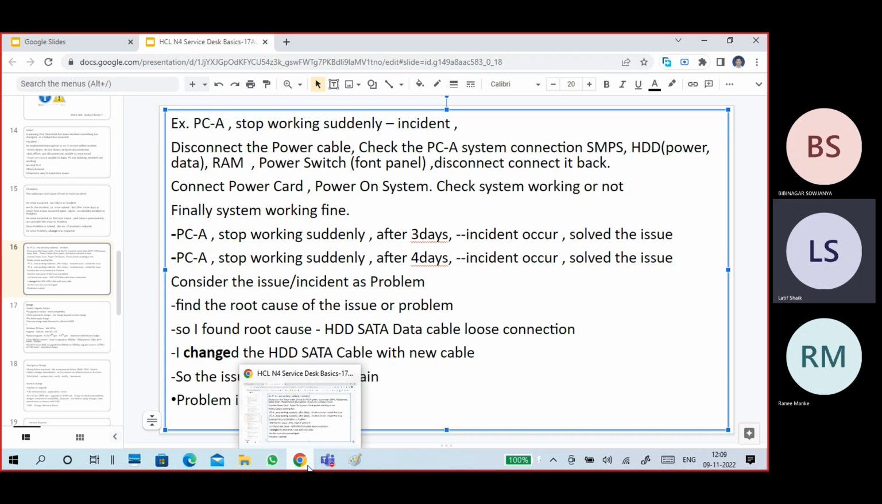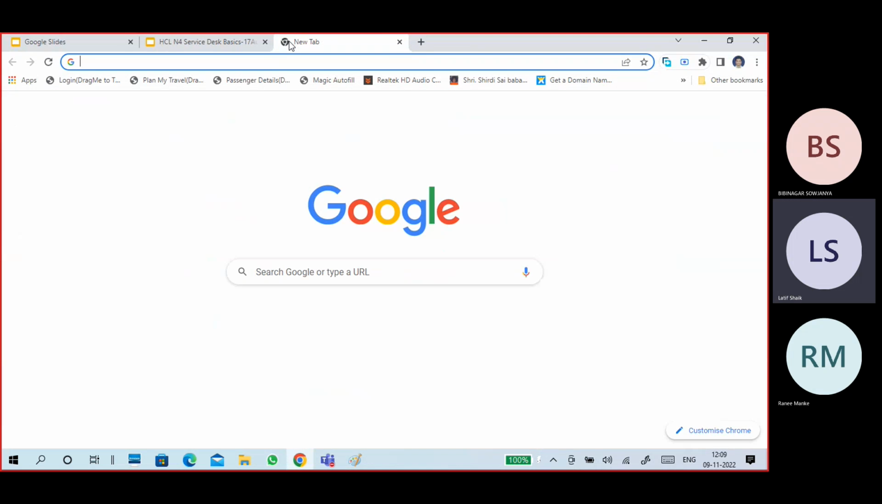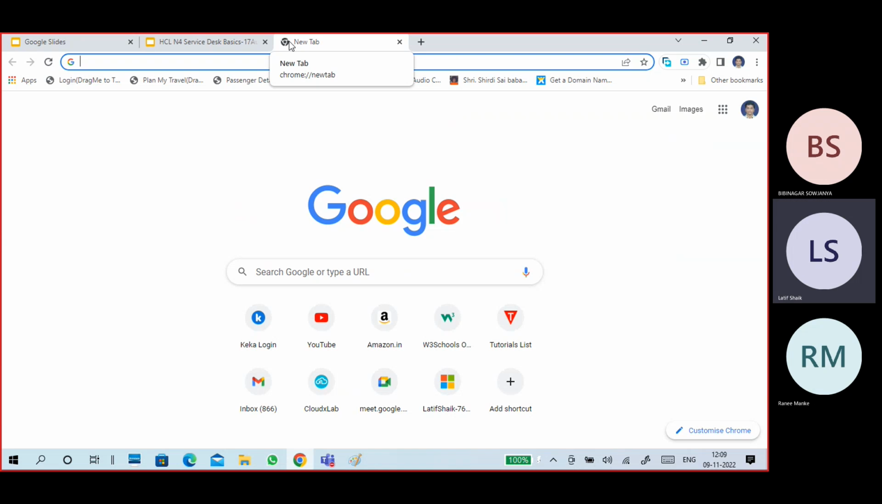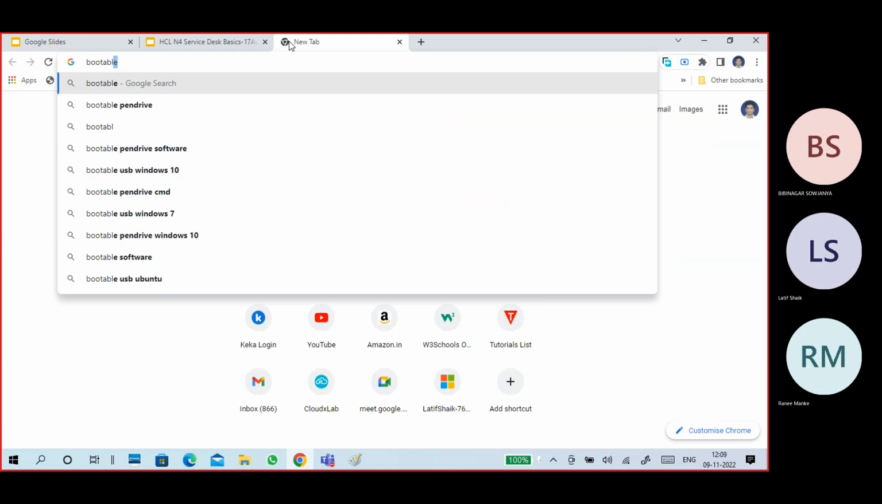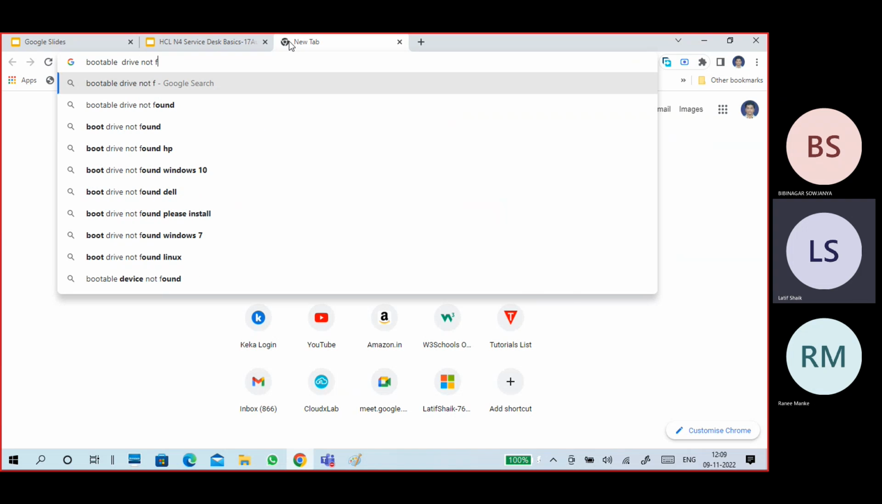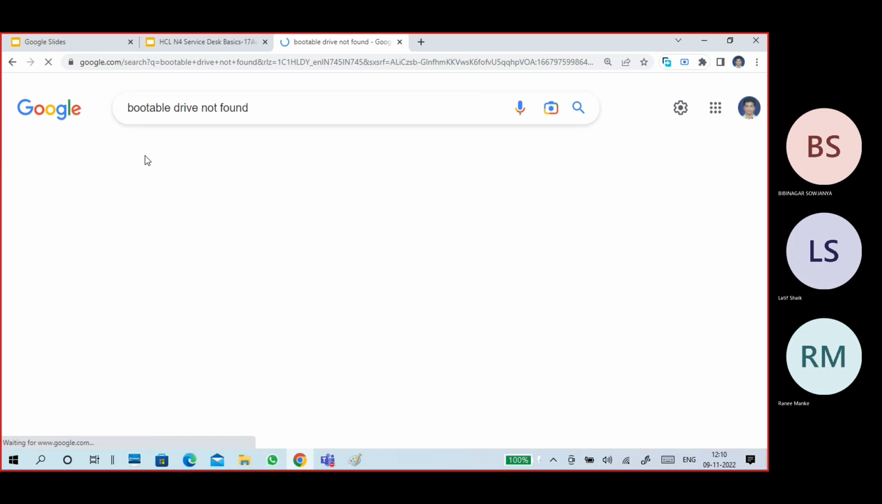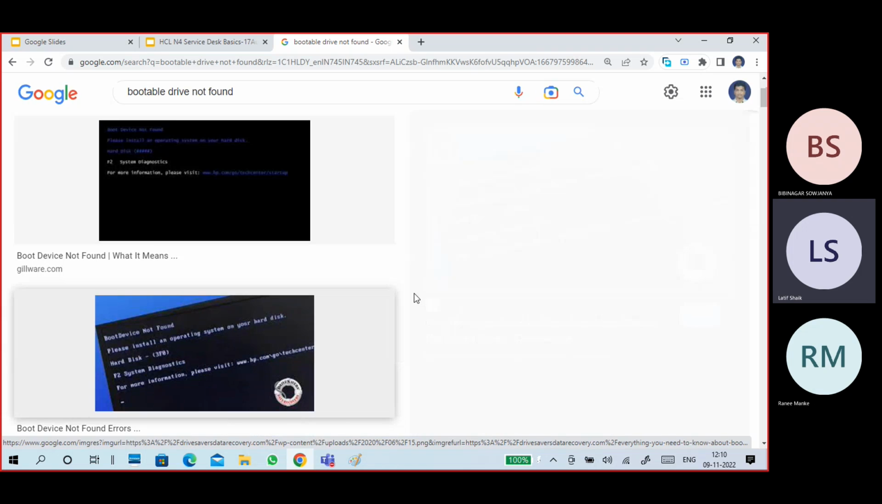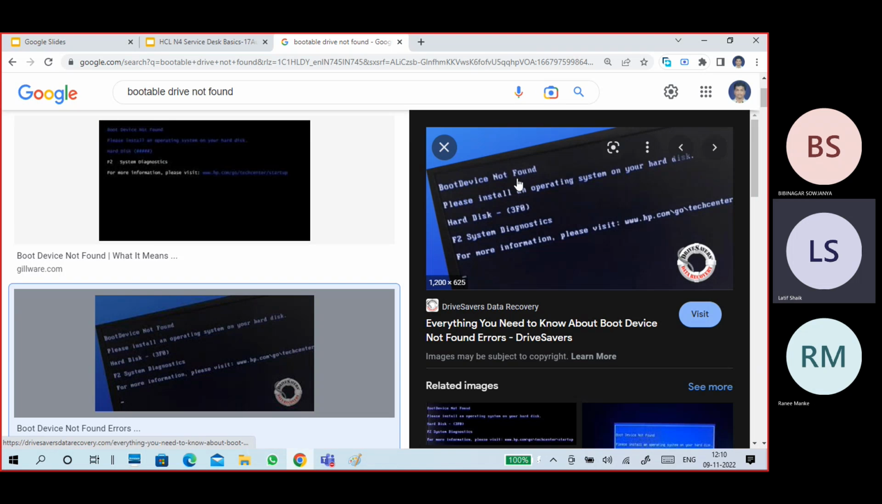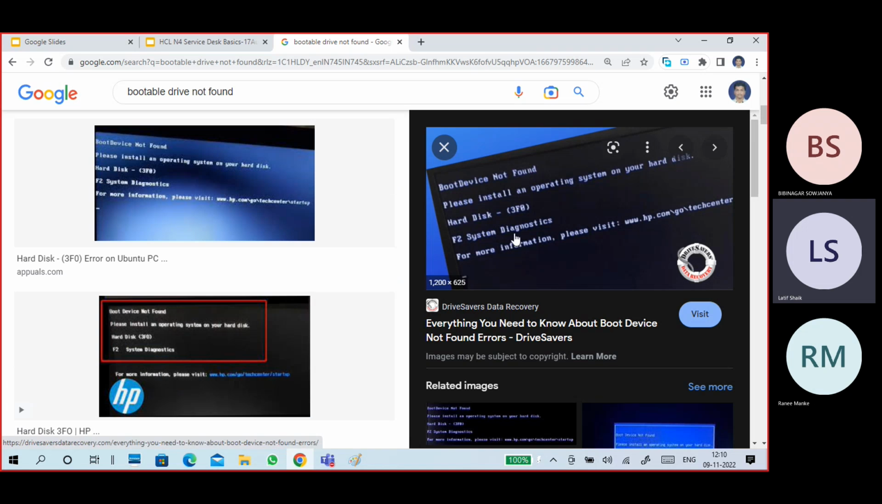Problem is solved. Now, unable to find portable disk. You can check the error we get: portable drive not found. It shows an error like this. Only one line, not all these lines, only one line I am getting: portable drive not found. The issue, portable drive not found, means my hard disk is disconnected.